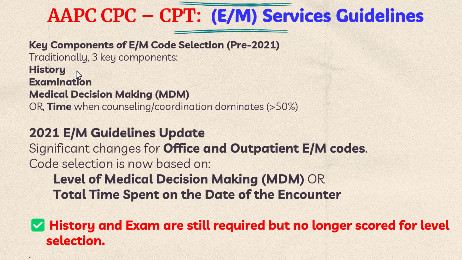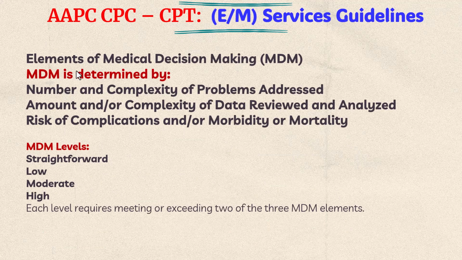The code selection is now based on the level of medical decision making, that is MDM, or total time spent on the date of the encounter. So the history and exam are still required but no longer scored for level selection. So when you consider the elements of medical decision making, the MDM is determined by 1. Number and complexity of problems addressed, 2. Amount and or complexity of data reviewed and analyzed, 3. Risk of complications and or morbidity or mortality. So for MDM there are 4 levels: straightforward, low, moderate, high. Each level requires meeting or exceeding 2 of 3 MDM elements.